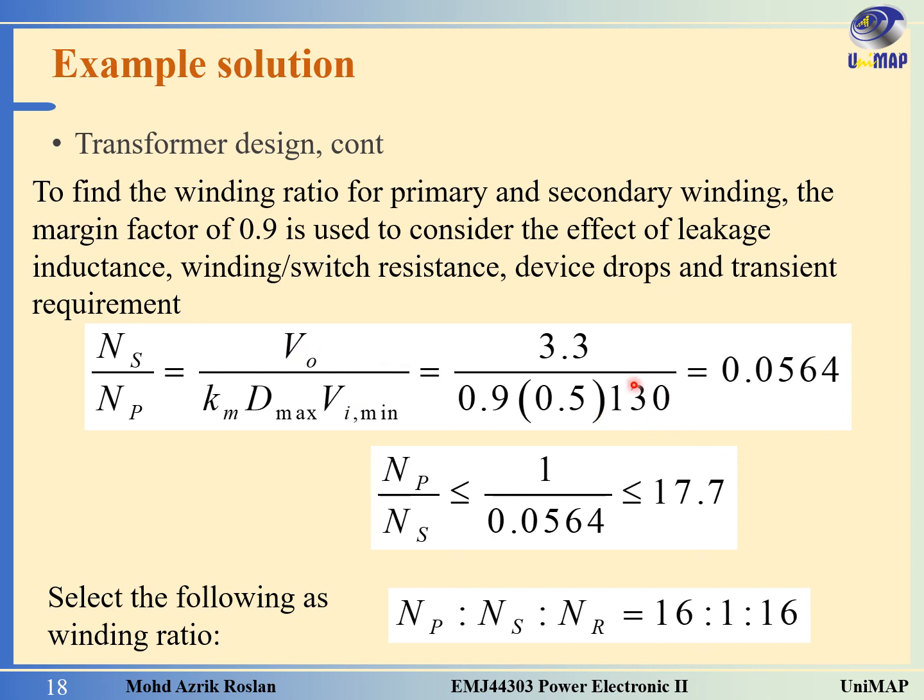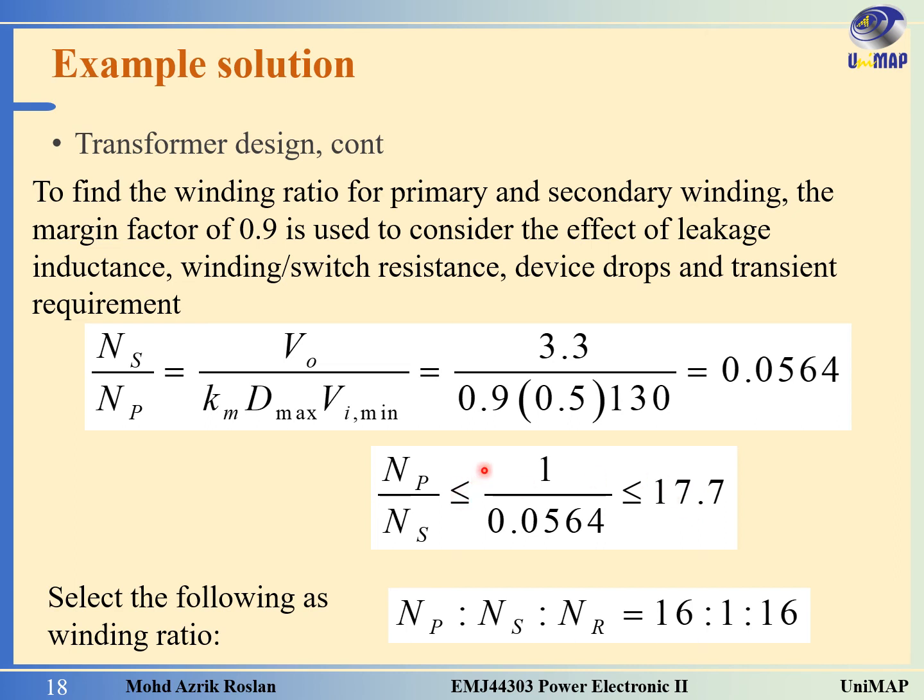Remember, this is the minimum value of the input voltage, and we have to use the maximum value for the duty cycle. So when we calculate this, we will get Ns over Np equals 0.0564. Okay, if we invert that, Np over Ns, we have 1 over 0.0564. We get the ratio of 17.7.